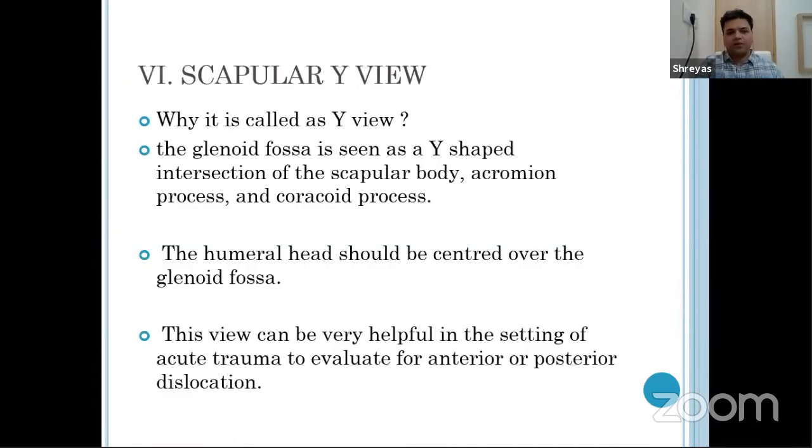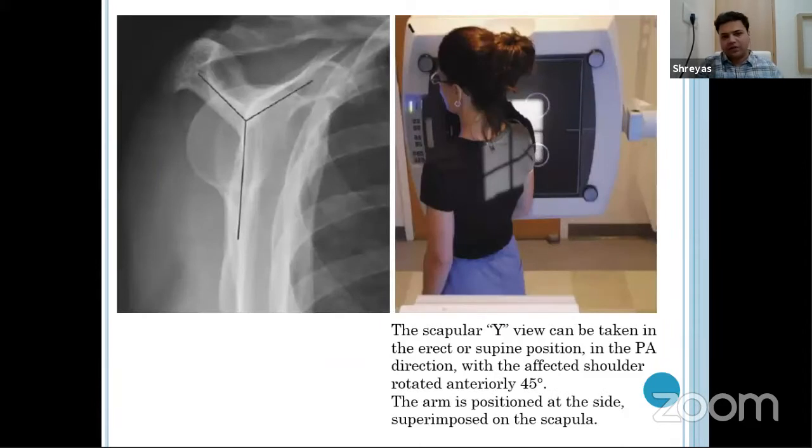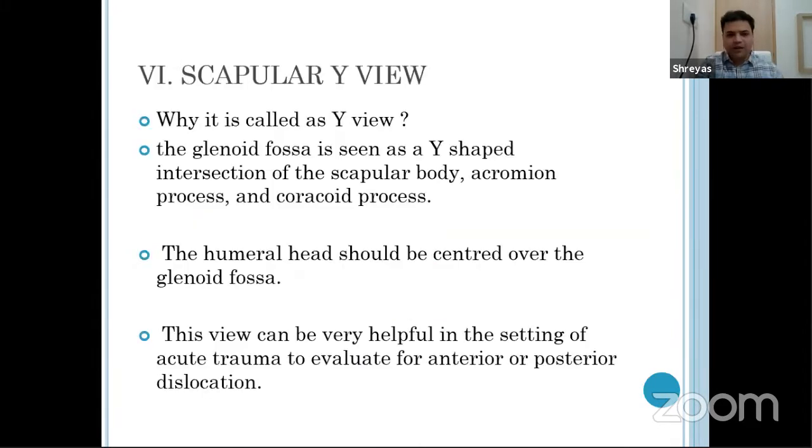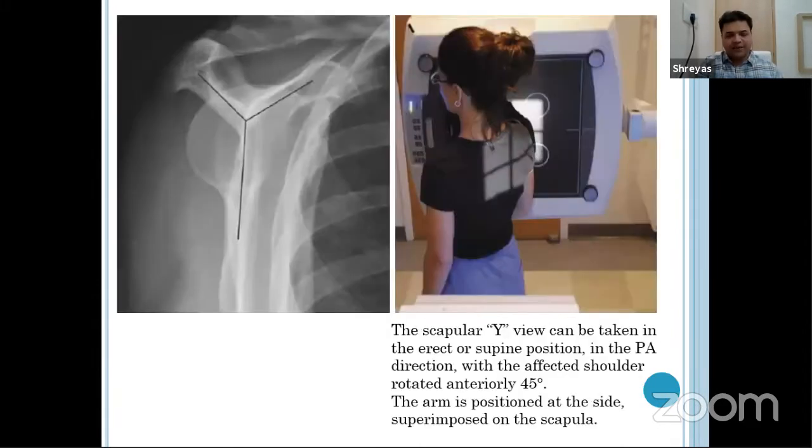Scapular Y view. Why is it called the Y view? Because in this view, the glenoid process is seen as Y-shaped. One arm is formed by the acromion process, one arm is formed by the coracoid process, and the base is formed by the scapular body. And the humerus head is centrally located over the glenoid fossa.